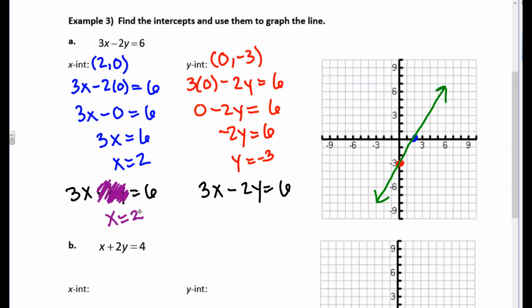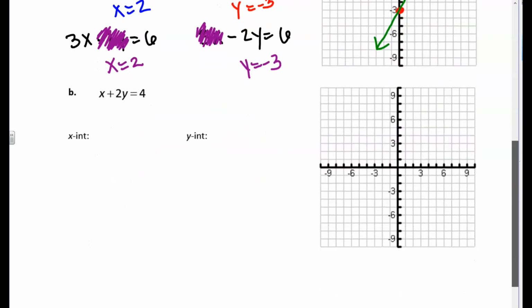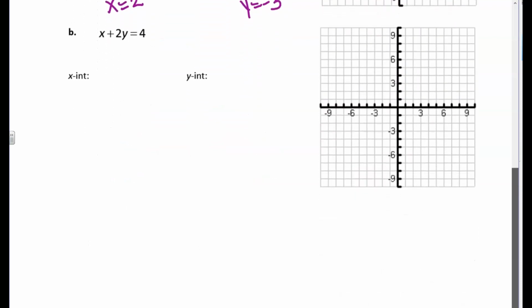Here on the y-intercept, I would cover up the part with the x. I'd end up with negative 2y equals 6, so I'd get y equals negative 3. It's just a faster way to go about it. All right, guys, I want y'all now to try part B.